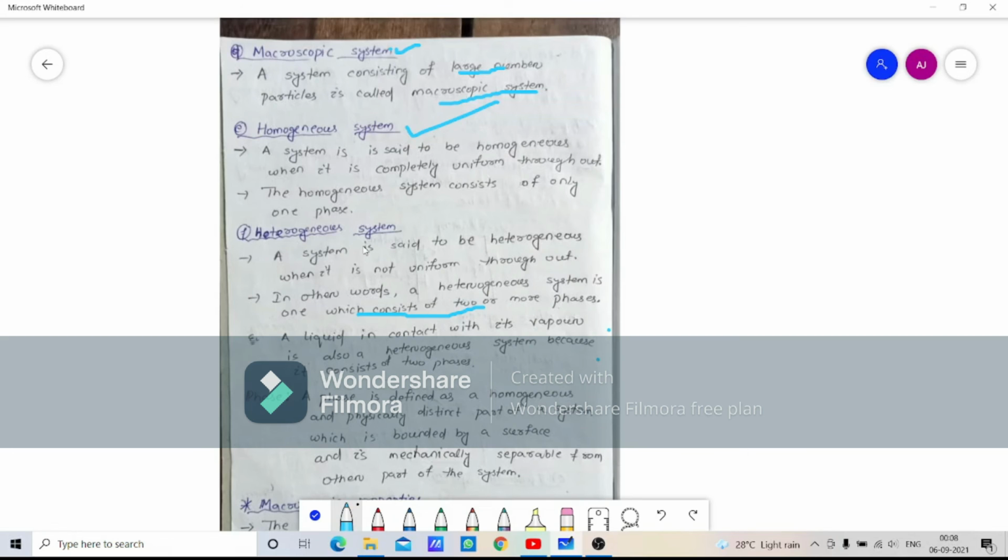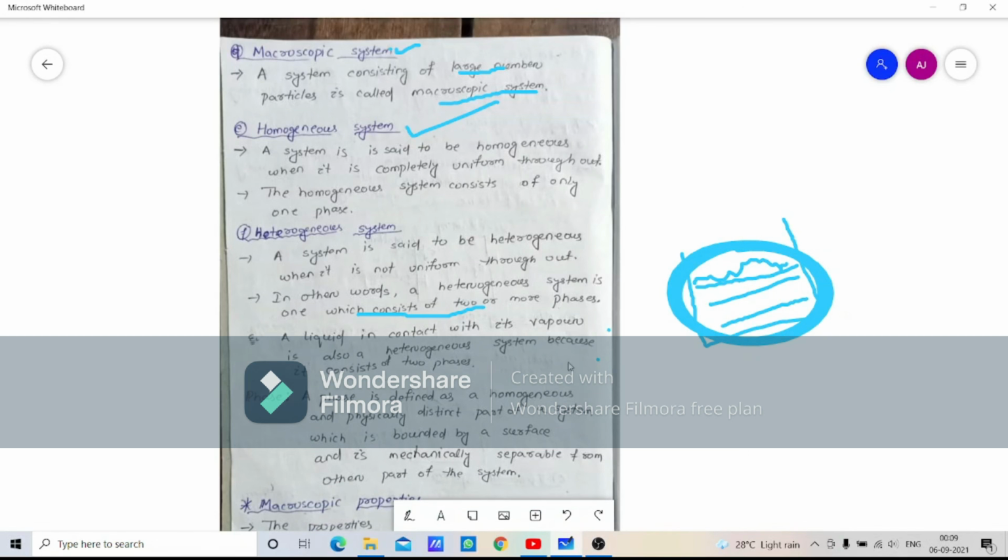An example of a heterogeneous system is a liquid in contact with its vapor. That means here there are three phases: solid, liquid, gas. In a container you have taken some liquid, so on the surface of the container the vapors are present. So there are two phases of substances present. One is liquid and the other is gas. So this is a heterogeneous system.